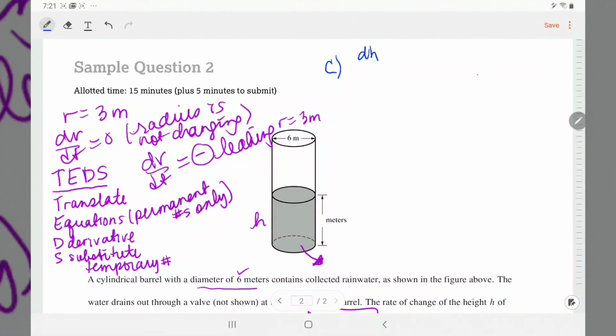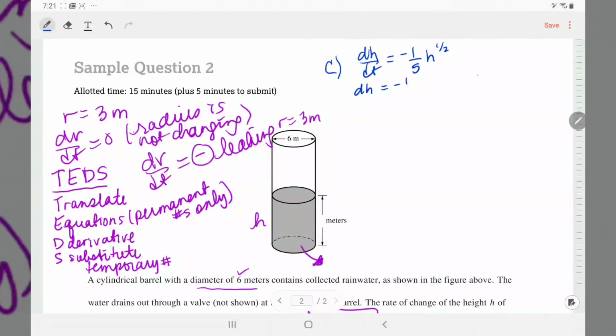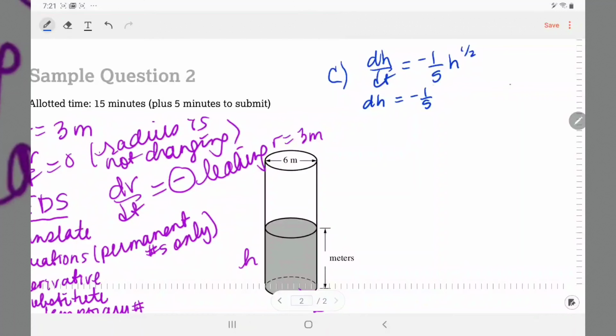So to remove the h to the 1/2, I'm going to divide both sides by h to the 1/2. Dividing both sides by h to the 1/2, on this side I get h to the negative 1/2 dh. I'm going to take the integral, and then this one, this is negative 1/5 dt. I'm going to take the integral, and then that's h. I'm taking the antiderivative, add a power, divide by a power. This is negative 1/5 t, and then you put a c only on one side.